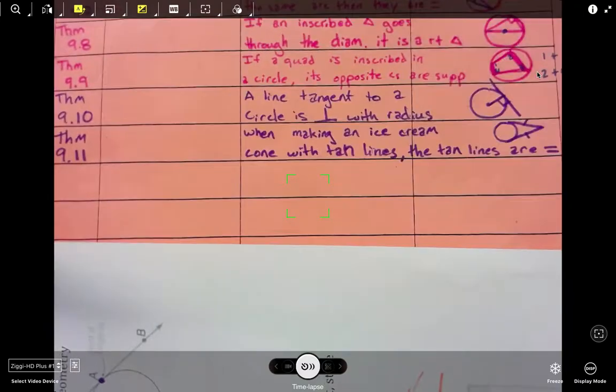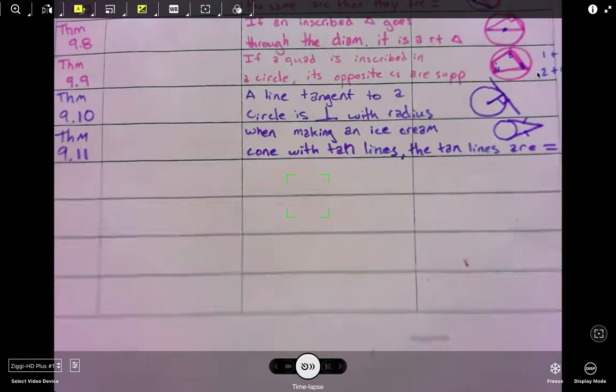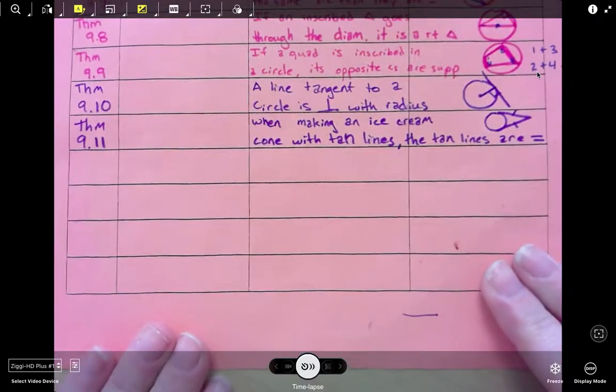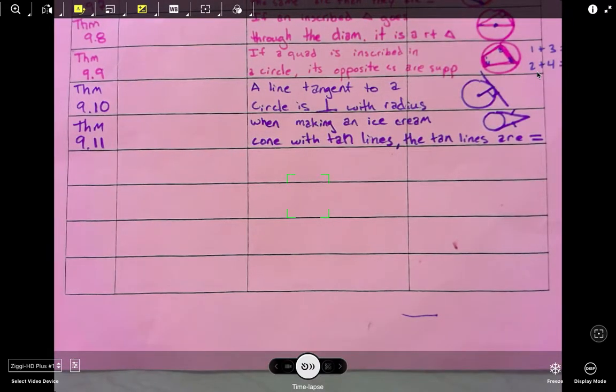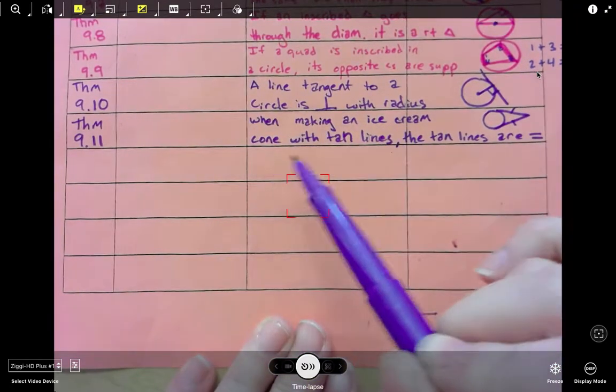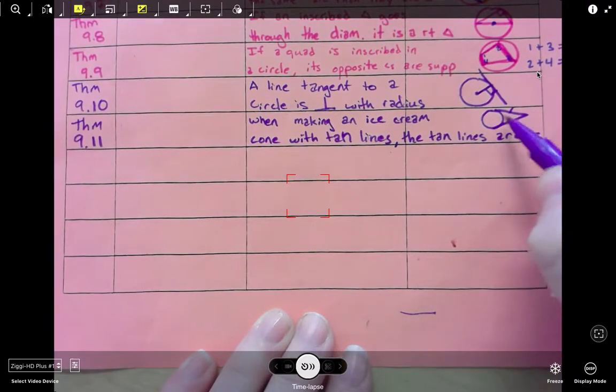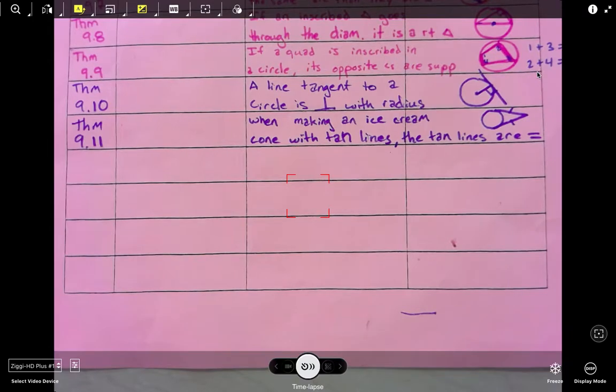Okay? So over here, let's write that one down first. Here is my theorem. Theorem 911. And my meaning to this is kind of uneducated sounding. When making an ice cream cone with tangent lines, the tangent lines are equal. So here's my ice cream cone, there's my tangent lines. Those have to be exactly the same size. When making an ice cream cone with tangent lines, the tangent lines are equal to each other.